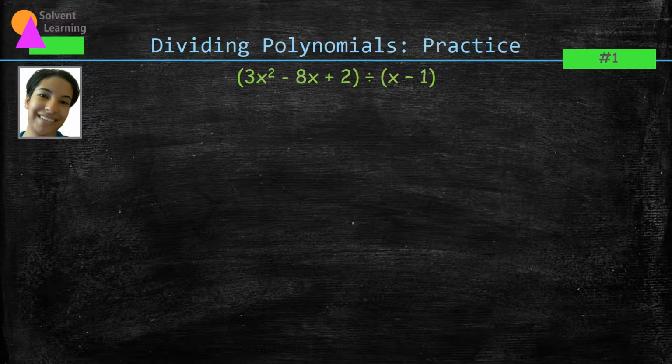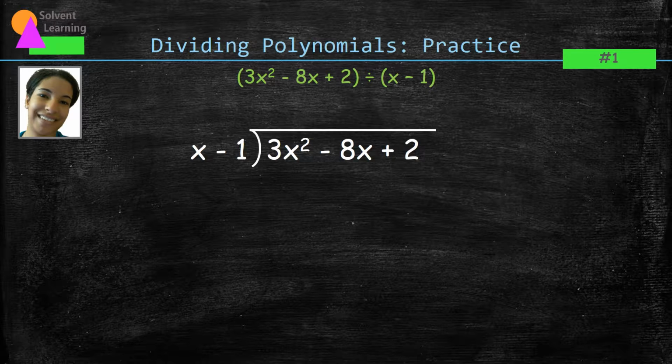Okay, here's our problem. First, we want to set this up for long division. The first polynomial is our dividend and goes inside the division symbol, and the second polynomial that we're dividing by is the divisor, so it goes in front. When we divide, we're looking at the first term of the dividend, and we're going to divide it by the first term of the divisor.